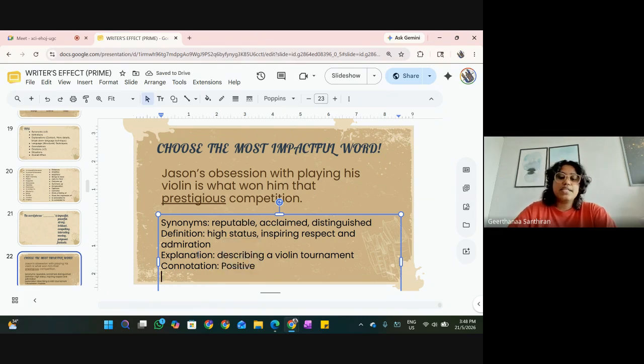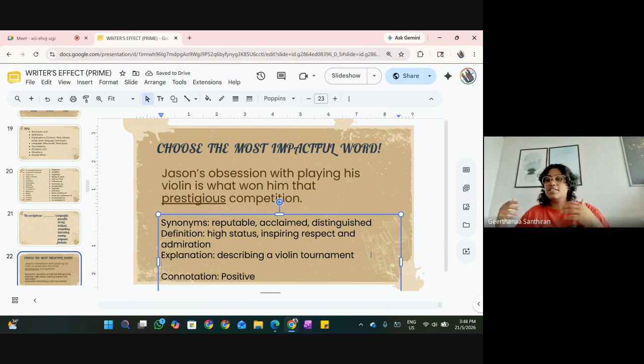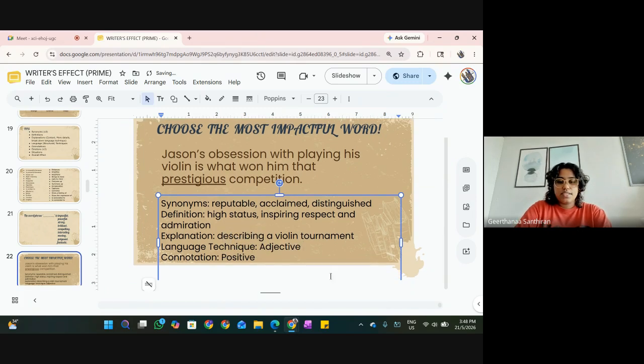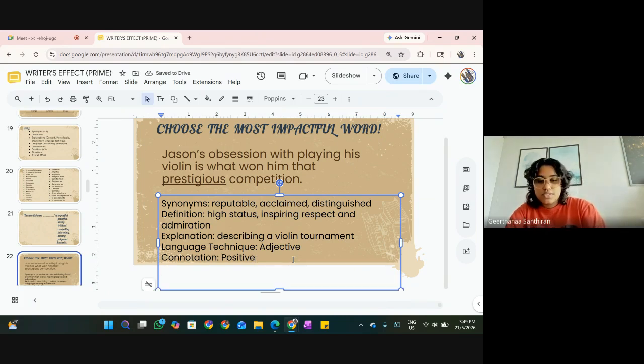As for language technique, well, that's more for if it's a figurative language, right? If it's a simile, metaphor, personification, then you want to point that out and you want to explain it. But in this case, it's just a word. You can do word class. You can say it's an effective adjective. You can do that. So language technique, adjective. I mean, it can help you out when you write the full sentence.